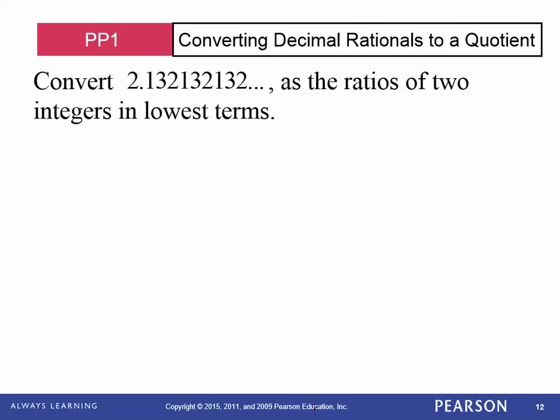The next one is 2.132132. We want to convert this into a rational expression. All right, what should we do? Well, first of all, we've got to name this. So I'm going to say let x equal 2.132132 forever.